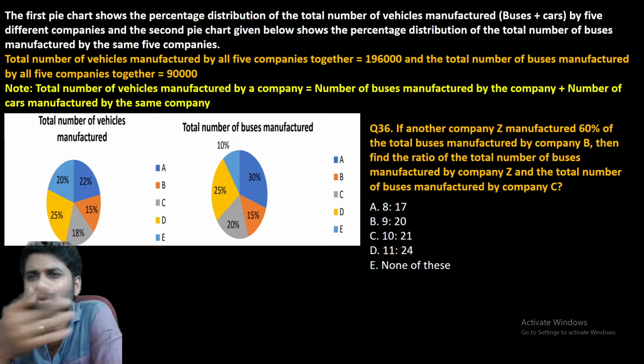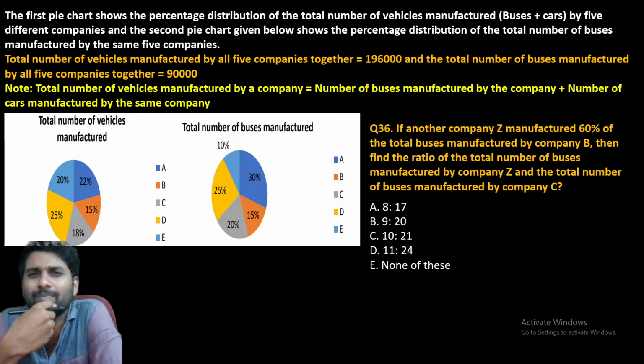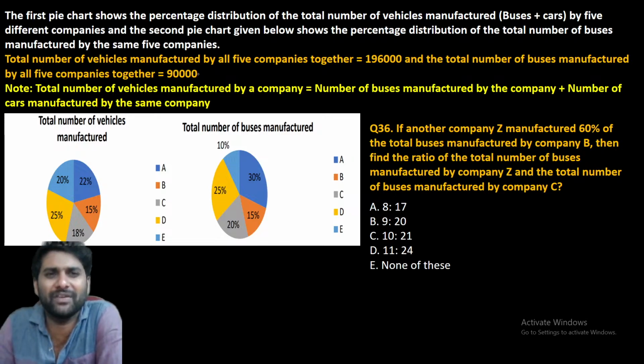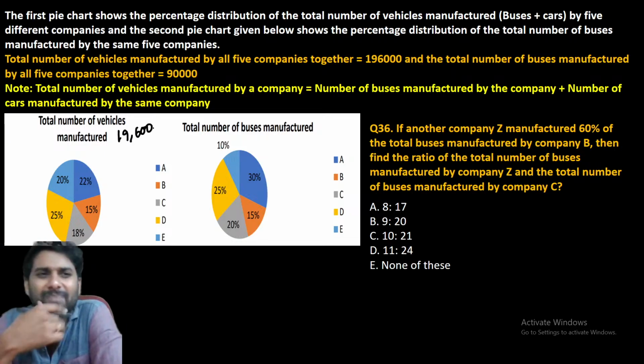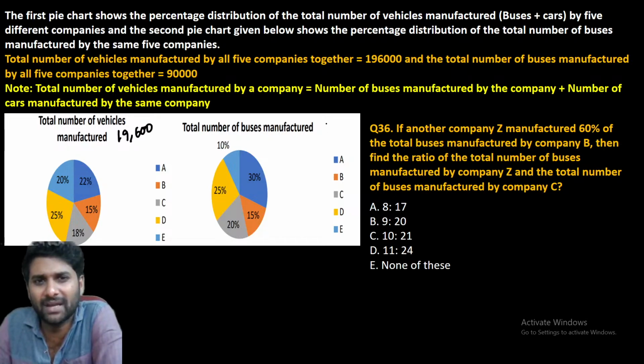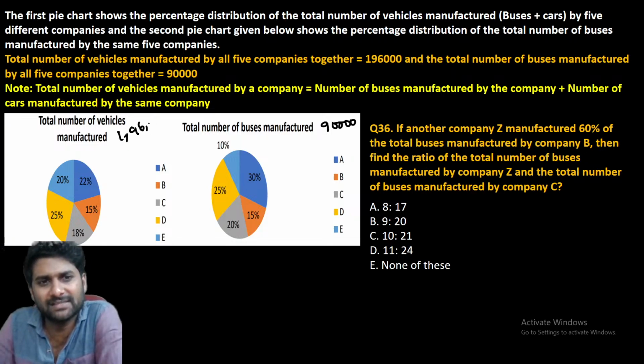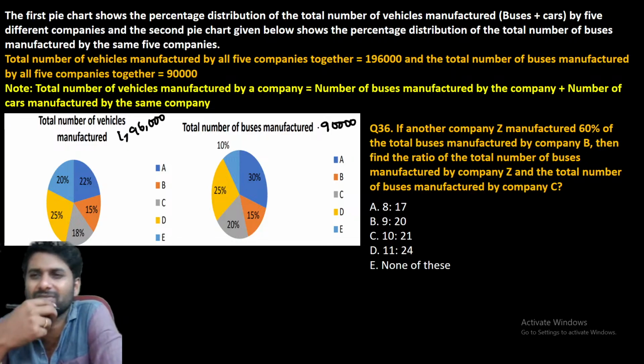of vehicles, including both buses and cars, of 5 different companies. The second pie chart shows the percentage distribution of the total number of buses manufactured in these same 5 companies. The total number of vehicles manufactured by all 5 is exactly equal to 1,96,000. The total number of buses manufactured by all is exactly equal to 90,000.